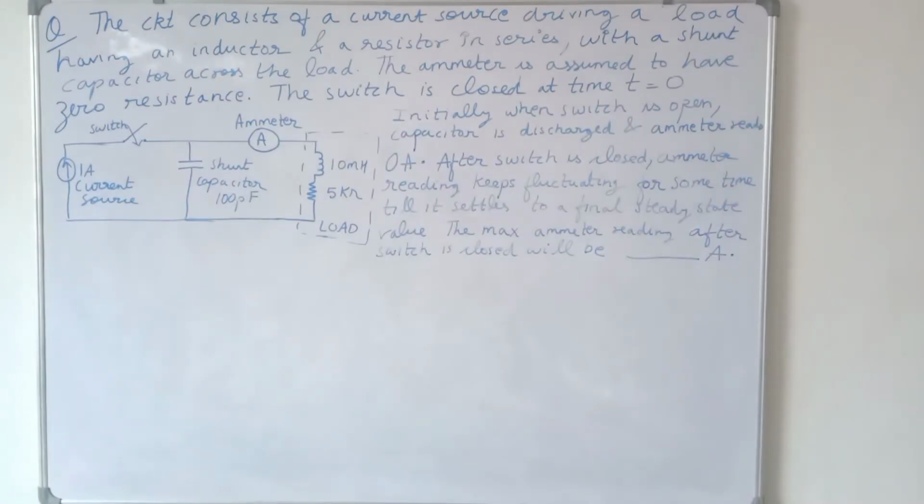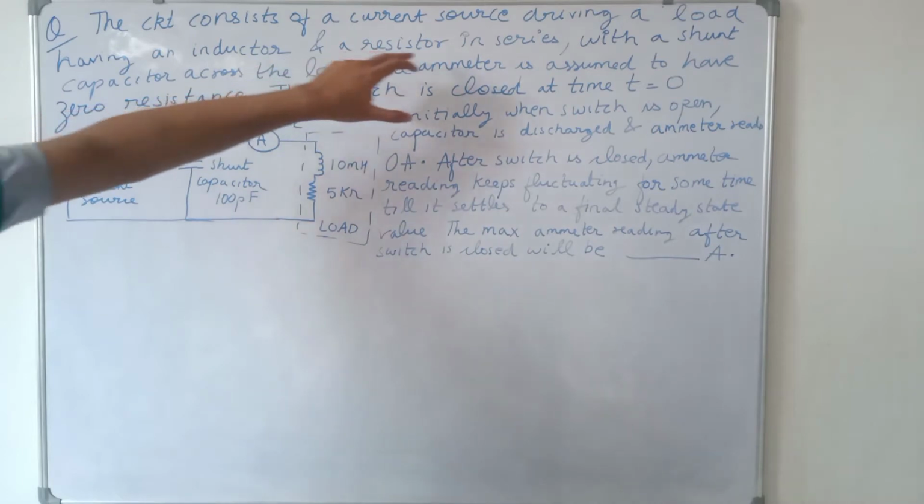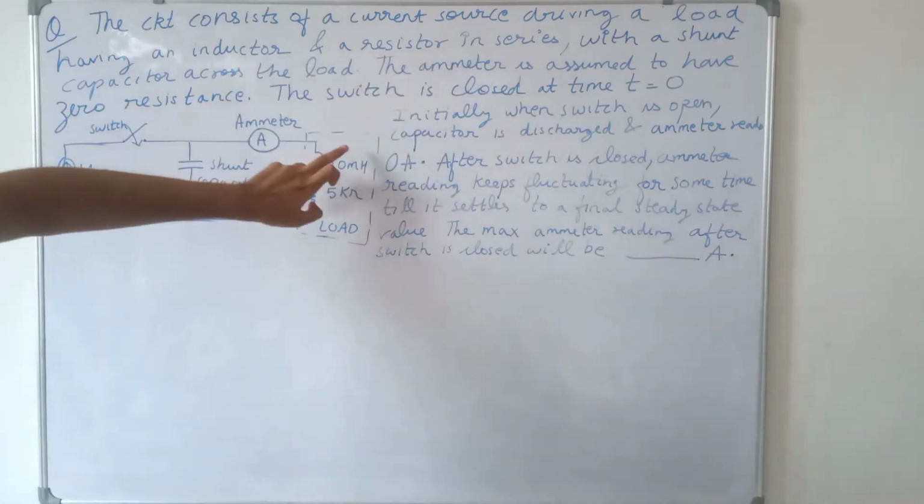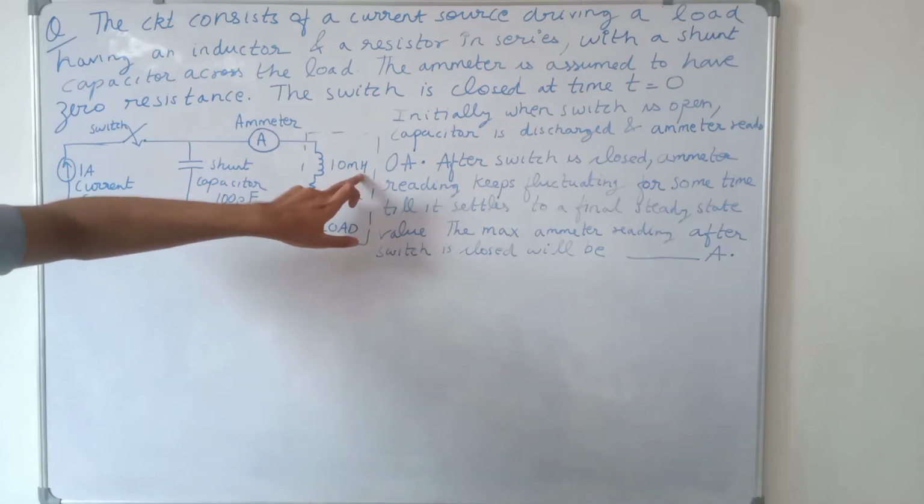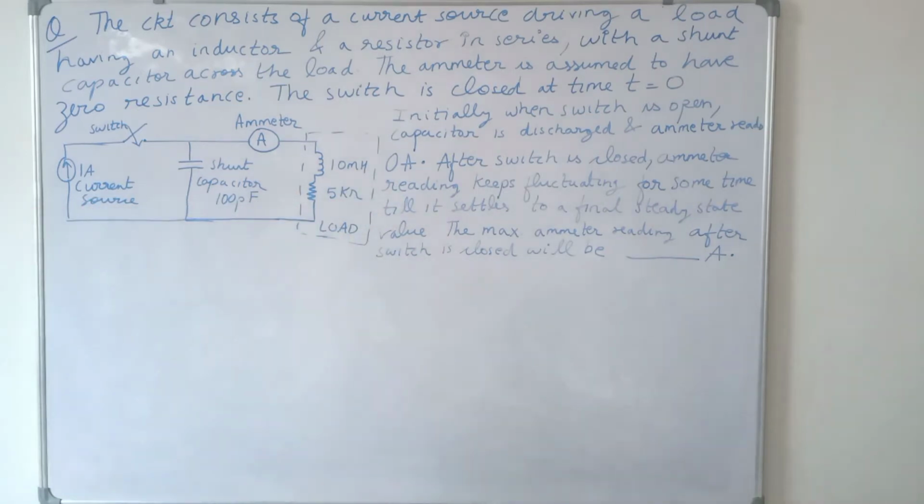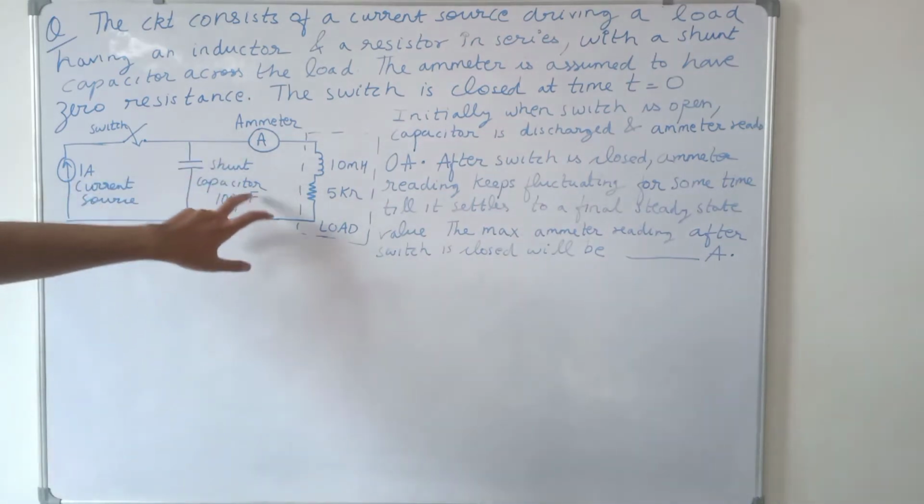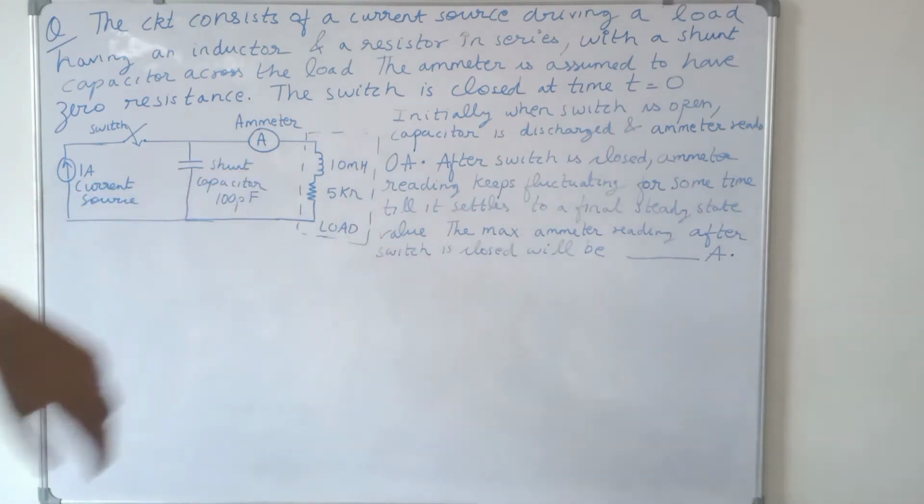So this question is from GATE 2021 electronics branch. It says that the circuit consists of a current source driving a load having an inductor and a resistor in series. So this is a load: there is a 10 millihenry inductor and a 5 kilo ohm resistor in series. This is the load, and there is a shunt capacitor across the load, and an ammeter connected.